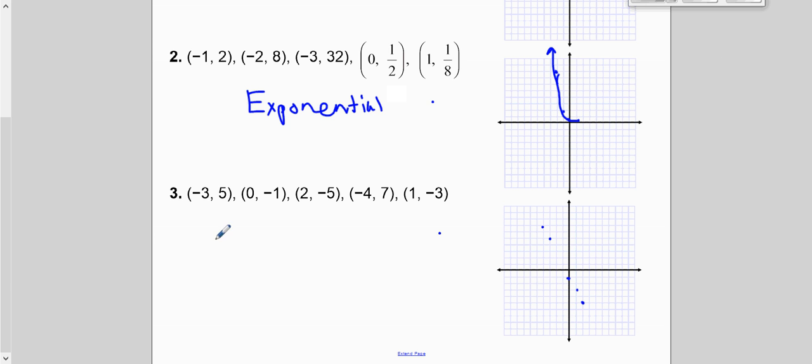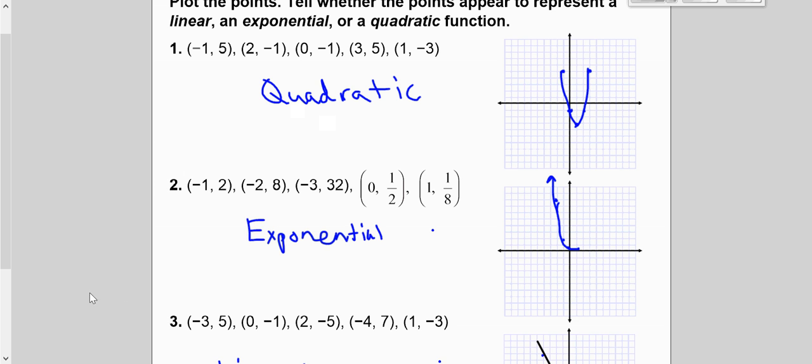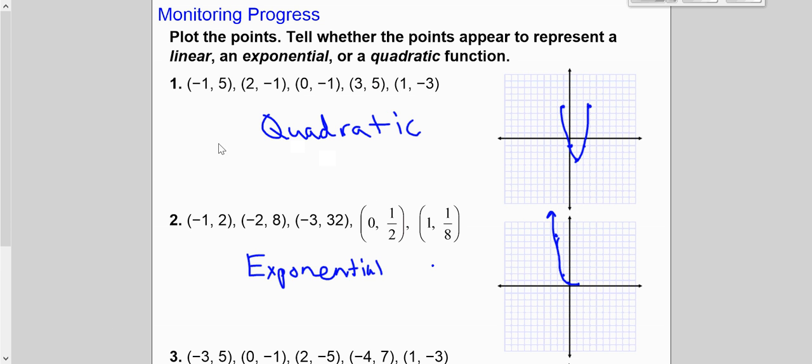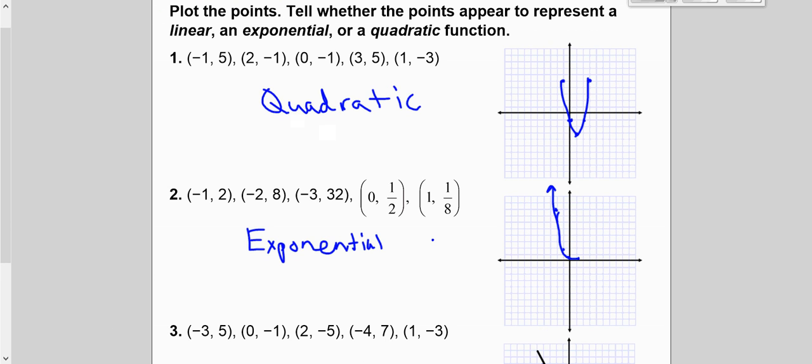So what do you think for this last one? Yep, it's linear. We can use a line and connect these. Yep, they're all on the same line. Look at that. So it's a linear function, linear, exponential, and quadratic. These were your monitoring progress problems for a little extra practice.